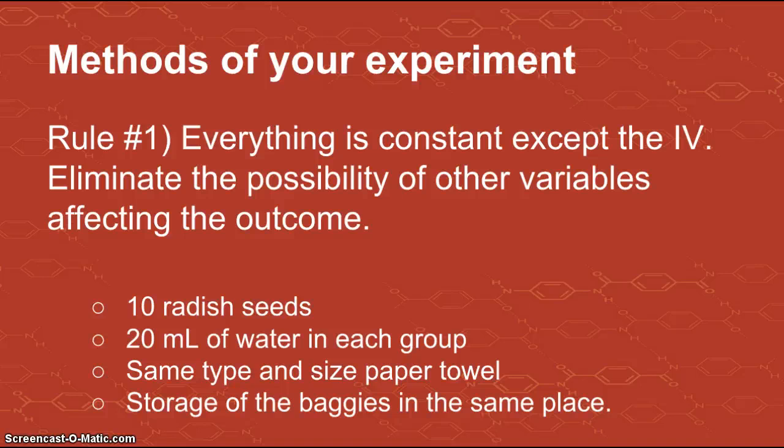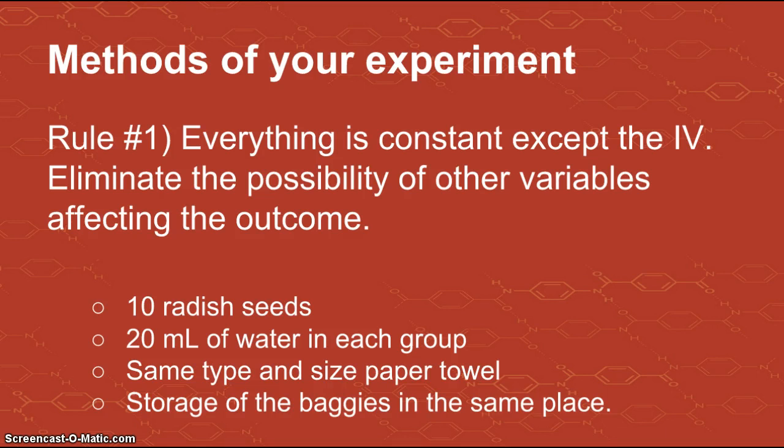So the methods of the experiment should follow certain guidelines in order to be sound enough to draw conclusions from. Rule number one is everything in the experiment is constant except for the independent variables. Now this is not always possible to control, so you want to control everything that you can control. You want to eliminate the possibility of outside variables affecting the outcome.